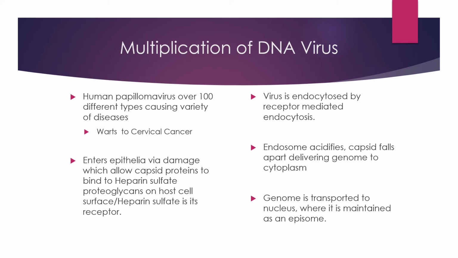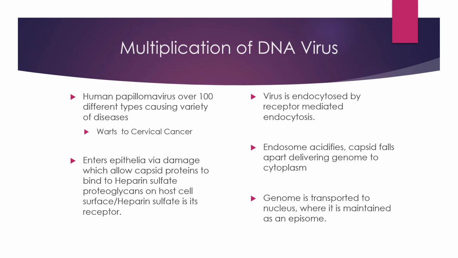Once the capsid proteins bind to the receptor on the host, the virus is endocytosed by receptor-mediated endocytosis. Once the virus comes in via an endosome, this acidic environment causes the capsid to fall apart, delivering the genome to the cytoplasm. The genome for the virus has to be transported to the nucleus, where it gets maintained as an episome, or as a circular bit of DNA that's outside of the host chromosome, kind of like a plasmid.